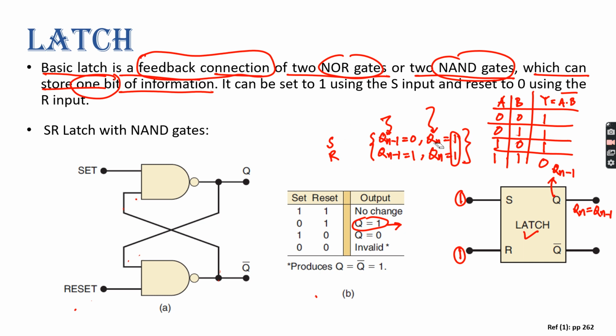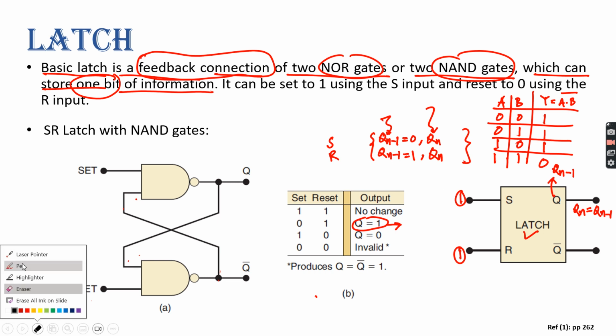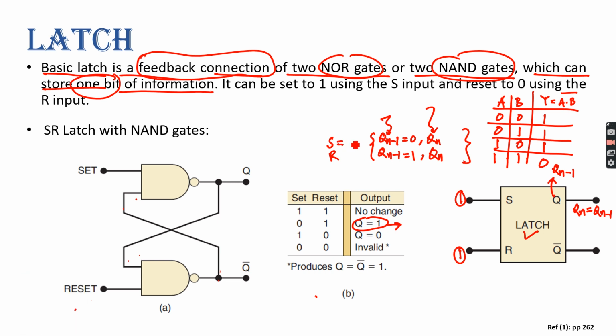If you now put s equals to 1 and r equals to 0, no matter what my previous state was, whether it was 0 or 1, my output would be 0, right? Yes, sir. So let's see how it happens. Now this condition is s equals to 1 and r equals to 0.